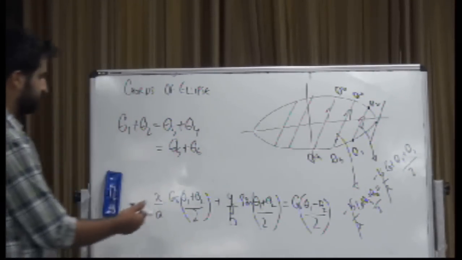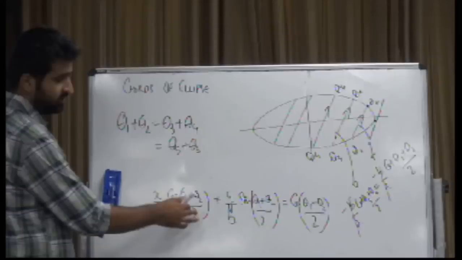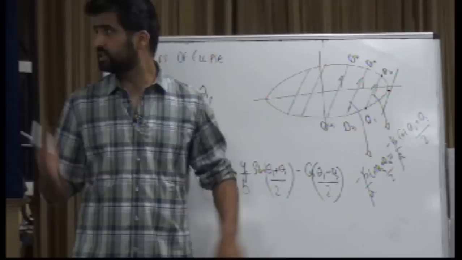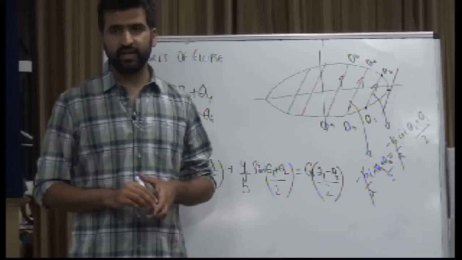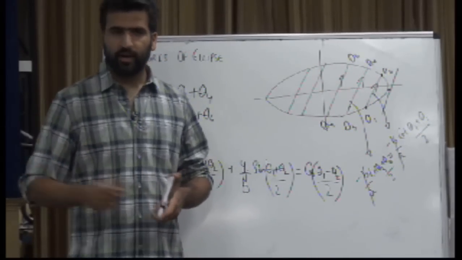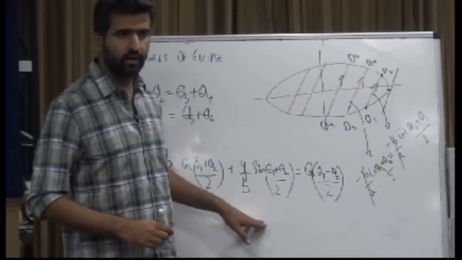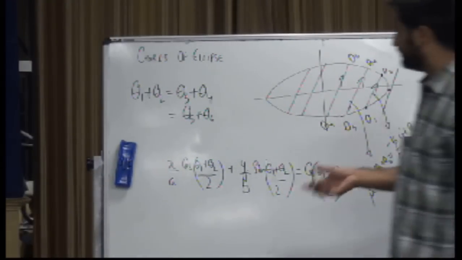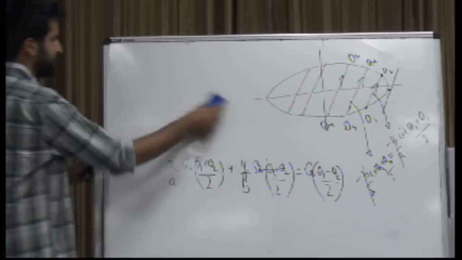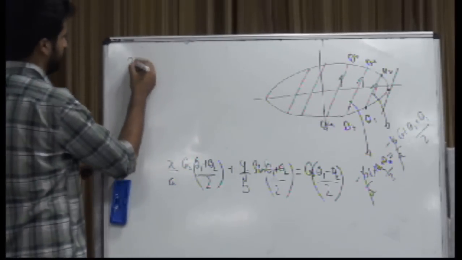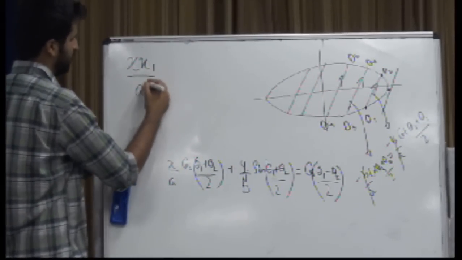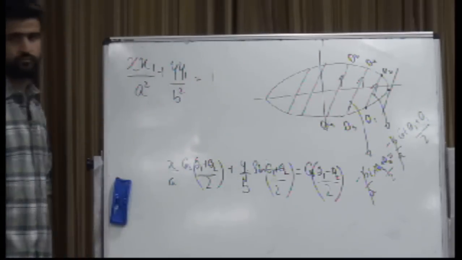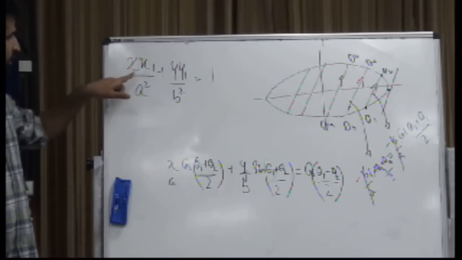So what are you getting? See, x by a cos theta, y by b sin theta is equal to cos theta minus theta, cos 0, which is 1. So x by a cos theta plus y by b sin theta is equal to 1. I think we have done this equation, the equation in parametric form. No? So today we derived one equation, if you remember, x1 upon a square plus y1 upon b square is equal to 1. Remember this? We got this.